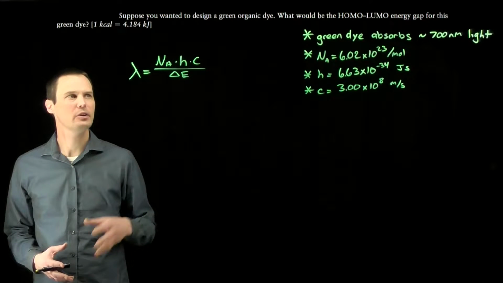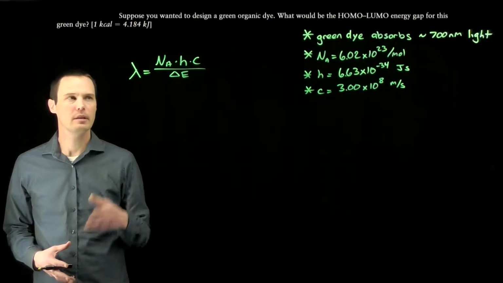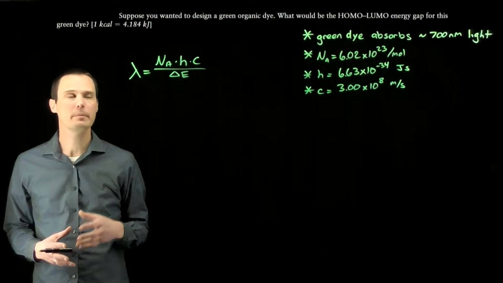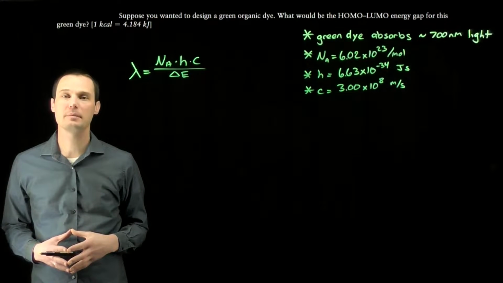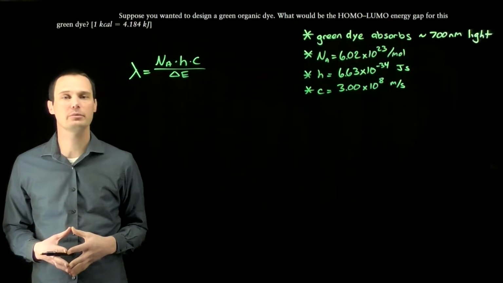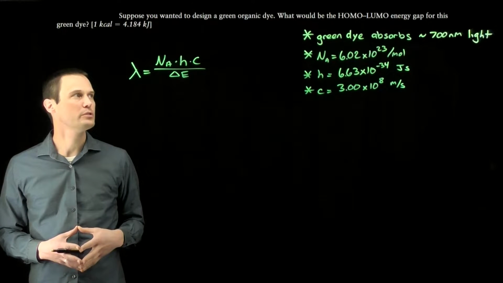This assessment asks us to calculate the HOMO-LUMO gap for a hypothetical green dye that we are developing. The equation that we'll need is lambda, the wavelength of light that we're absorbing, equal to Avogadro's number times Planck's constant times the speed of light divided by delta E, where delta E is that energy difference between the HOMO and the LUMO, the HOMO-LUMO gap. There's a couple of things we need to know to use this equation.